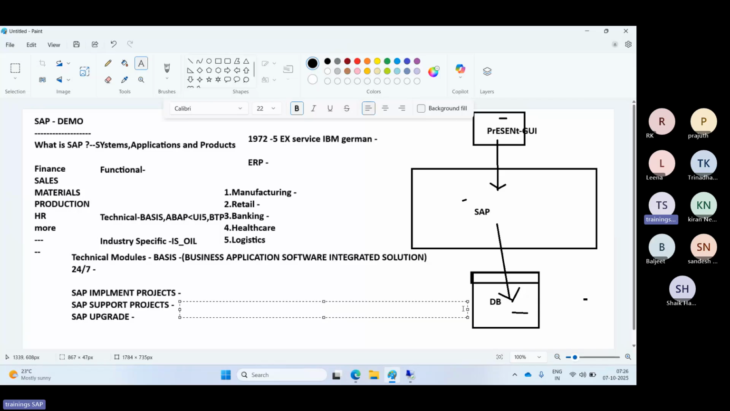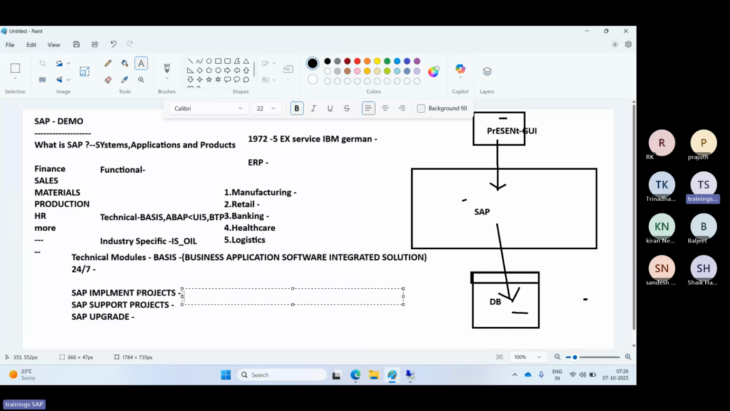So integration projects, BTP, conversion, migration. There are multiple projects in the market, right? Most of the time you will work on support projects. But here we will discuss the implementation projects also, implementing the project systems and everything. That is what we will discuss here itself, right?